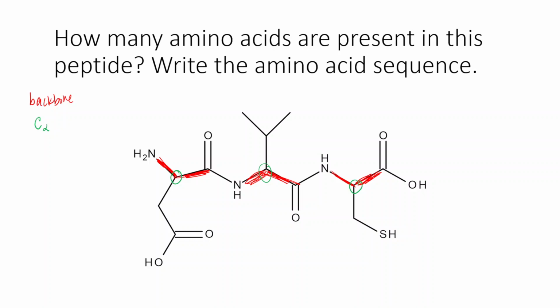And then, of course, the things that were not highlighted are peptide bonds, right? So the peptide bonds are those little amide bonds in between our carbonyls and our aminos, right? So now hopefully it's a little more clear. We have 2 peptide bonds connecting 3 amino acids.